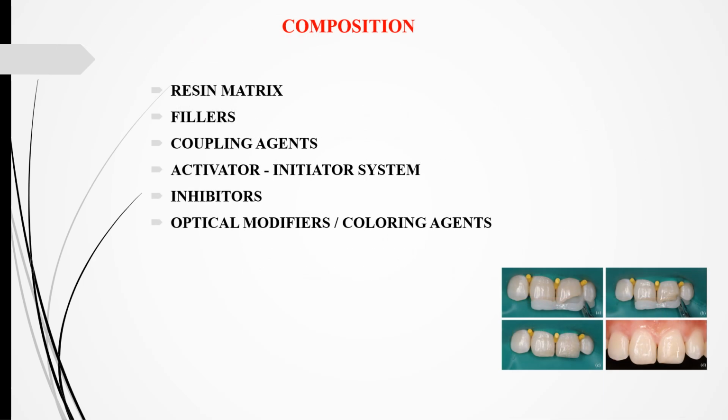Coming on to the basic composition of composites, it consists of resin matrix, fillers, coupling agents, activator-initiator system, inhibitors, optical modifiers or coloring agents.